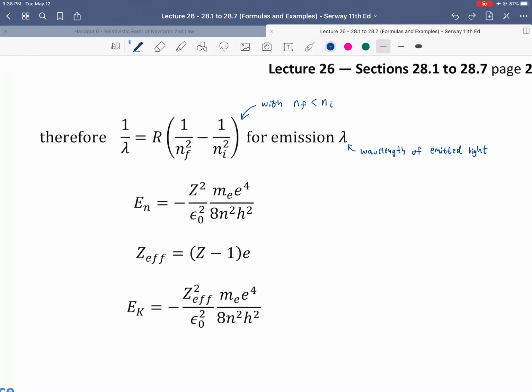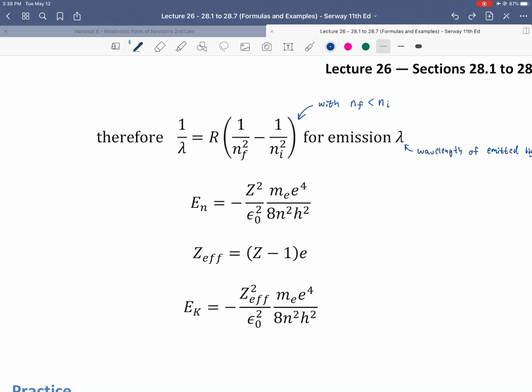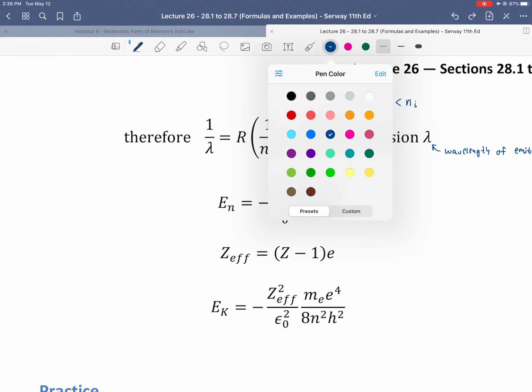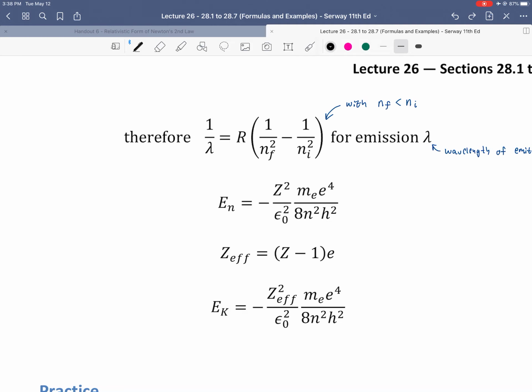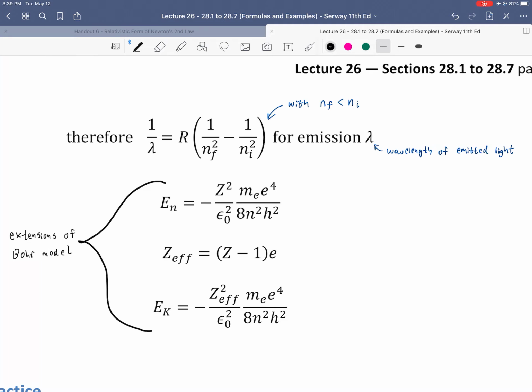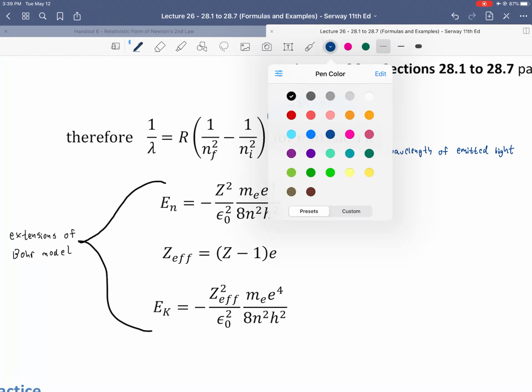So, the purpose of this equation, just to bring it full circle back to where we started with the energy of a photon. Now what about these last three equations? These last three equations are extensions of the Bohr model. All right, and so what do we want to say about them? Well, the first one is for hydrogen-like atoms.